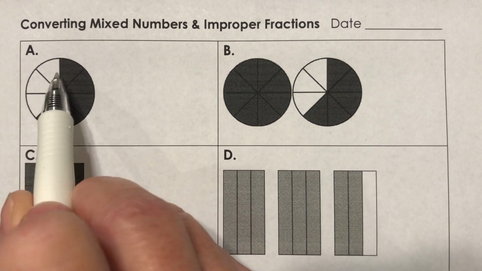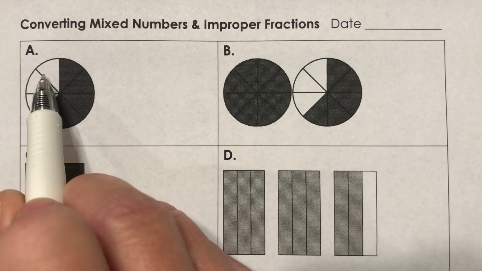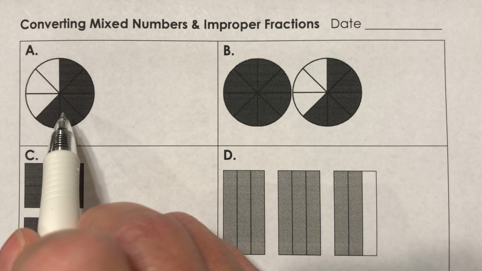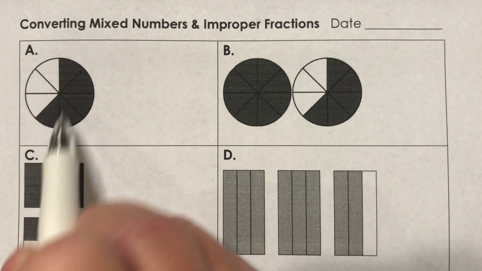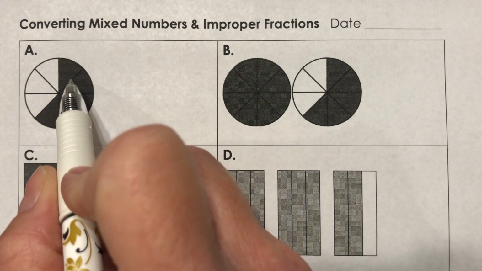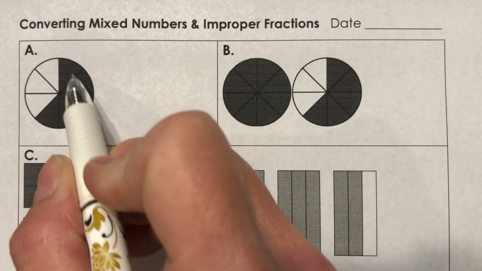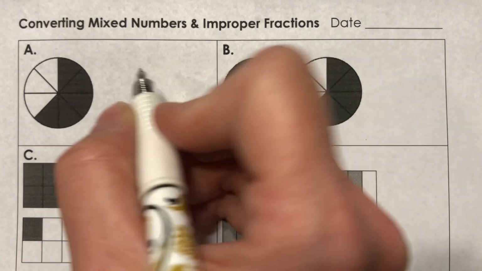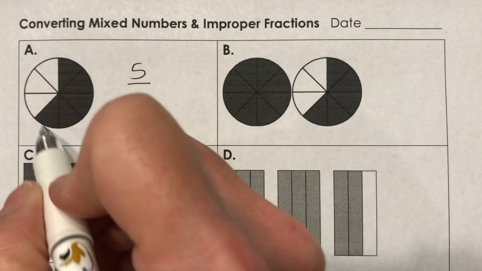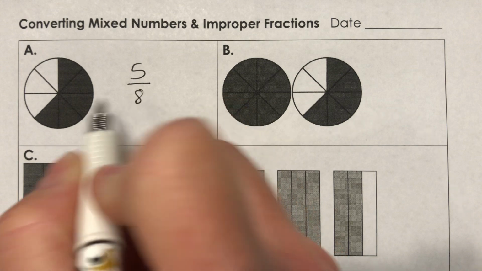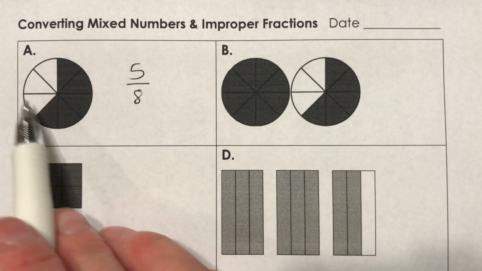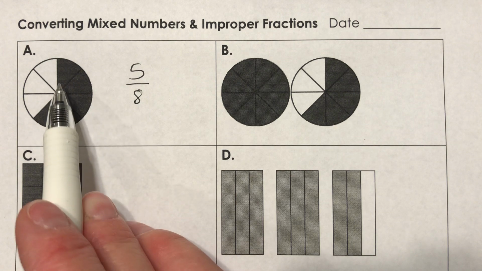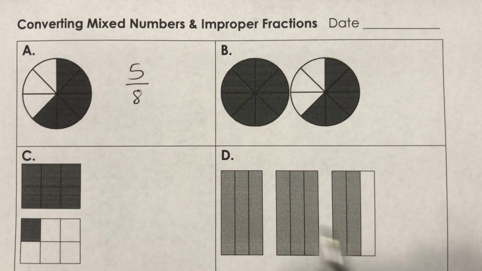All right, so for letter A, there's just one circle here, right? And when we're writing a fraction, I want to know what fraction of this circle is shaded. So I'm going to look at how many pieces are shaded. There are 5 pieces shaded out of 6, 7, 8 total. So we would call it 5/8, right? And this is less than 1. There's only one circle and less than the whole circle is shaded, so that's less than 1.